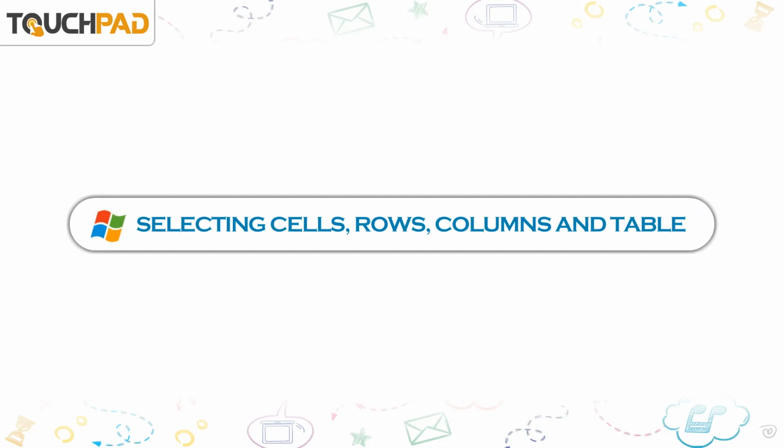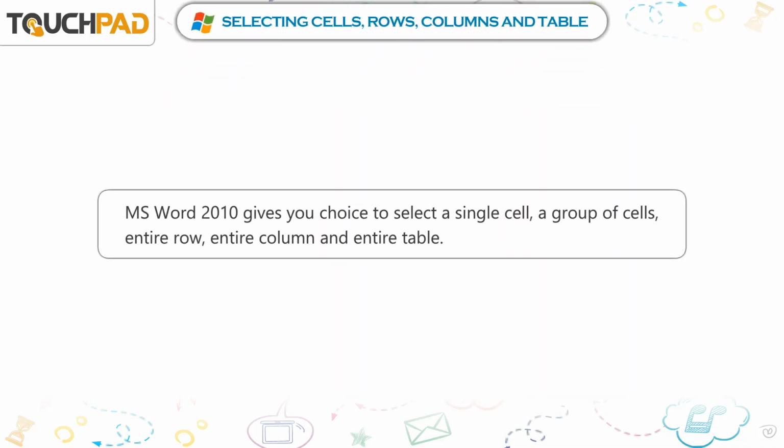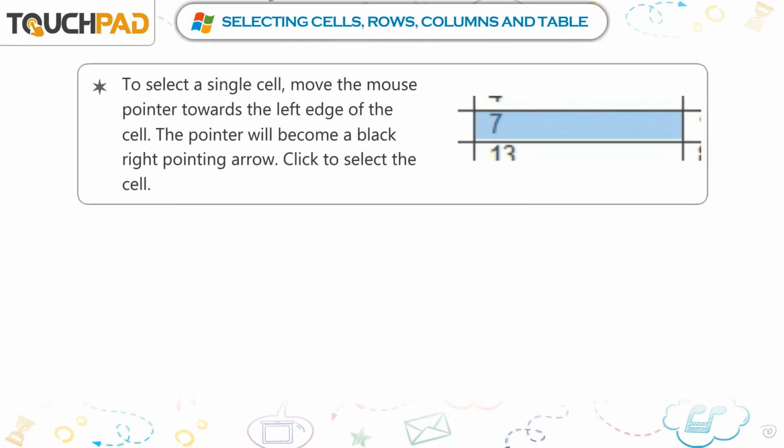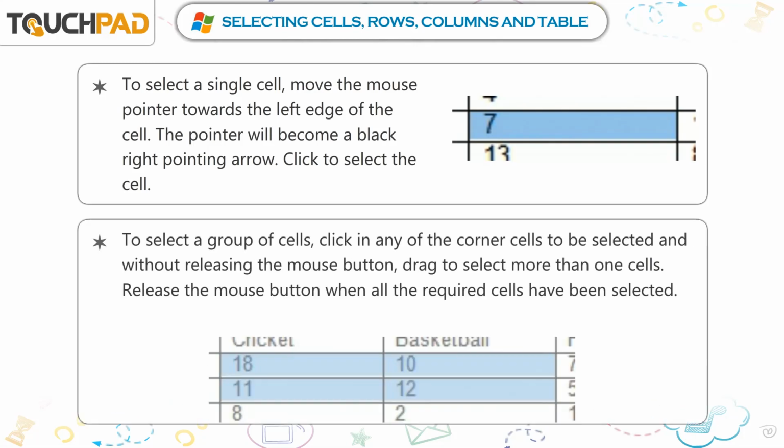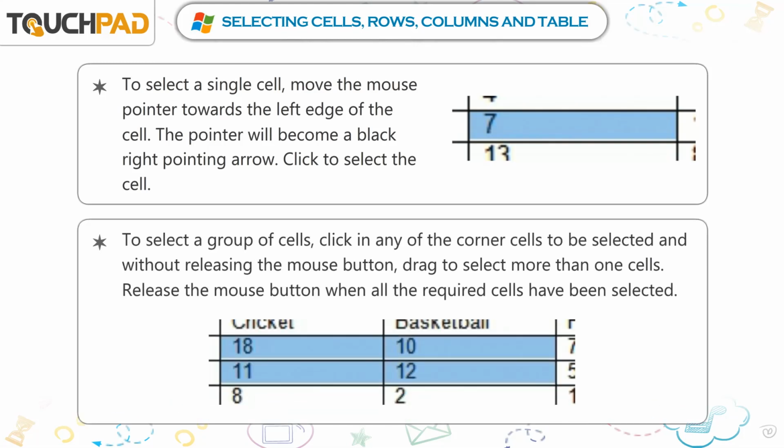Selecting cells, rows, columns and table. MS Word 2010 gives you choice to select a single cell, a group of cells, entire row, entire column and entire table. To select a single cell, move the mouse pointer towards the left edge of the cell. The pointer will become a black right pointing arrow. Click to select the cell. To select a group of cells, click in any of the corner cells to be selected and without releasing the mouse button, drag to select more than one cells. Release the mouse button when all the required cells have been selected.